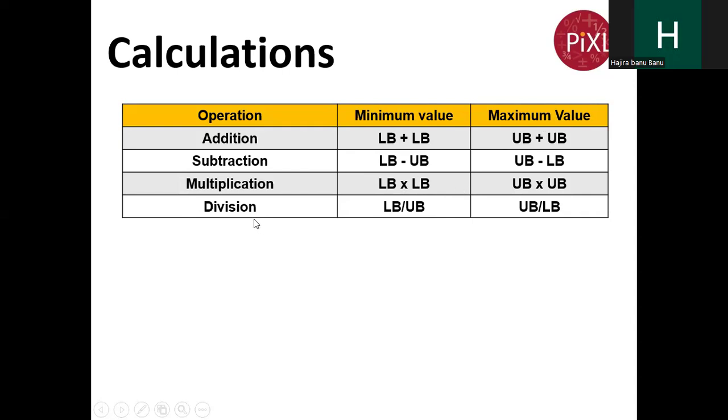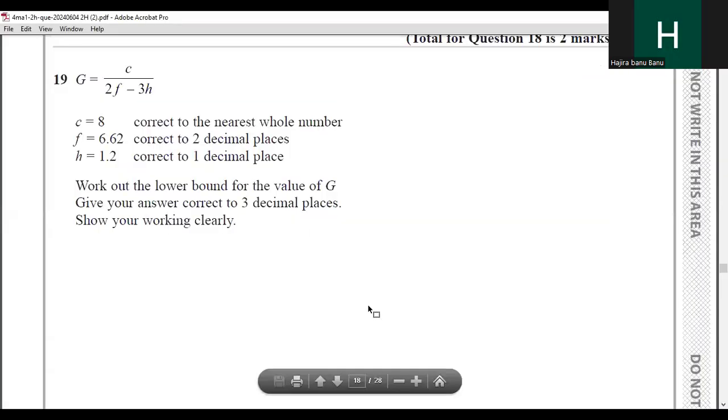In division, this is what your question belongs to. So in division, if you want minimum value, lower bound divided by upper bound. If you want maximum value, upper bound divided by lower bound. So keeping this in mind, let's come back to the question. The question says, find the lower bound. When I want minimum value, it should be lower bound divided by upper bound.